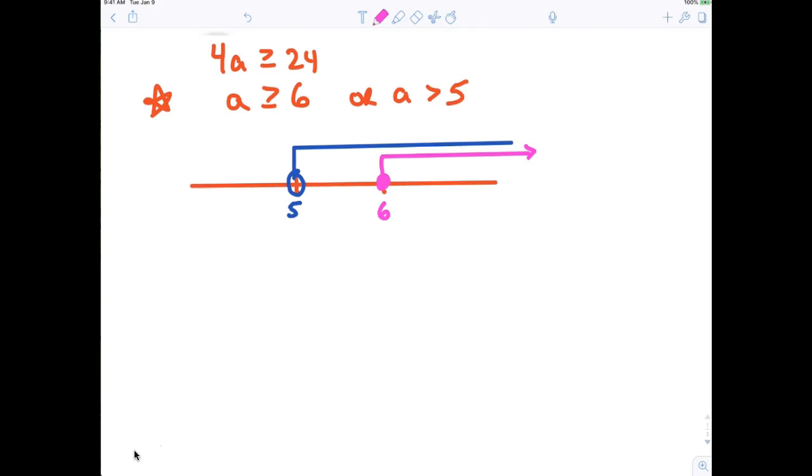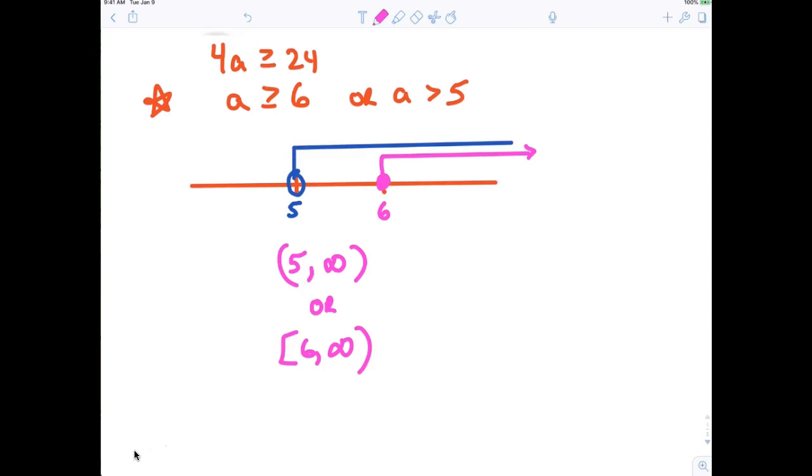Now watch and listen to me now. I either start at 5 or 6. So here's my possible answer, guys. My answer can be 5 to infinity, or the answer is 6 to infinity. Now your job is to try to tell me which one is it. Is it 5 to infinity or 6 to infinity?